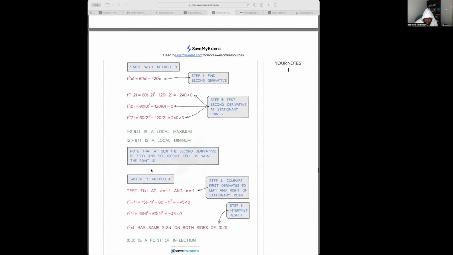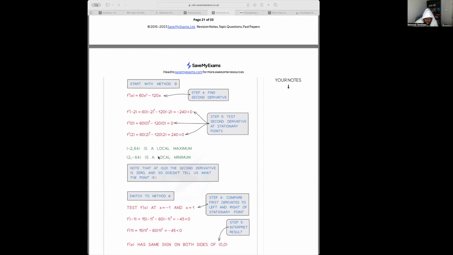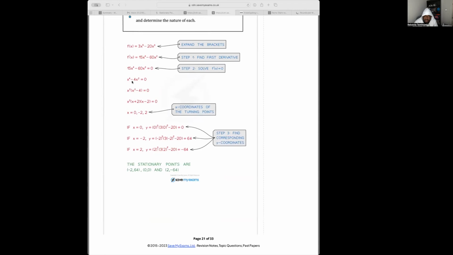So if you want to start with the other ones too, you want to find out the local minimum and the local maximum. So start with method B. From there, you do the second derivative. When you do second derivative, you are differentiating it the second time. The other one, we stopped at 15x to the power of 4 minus 60x squared, equals to 0.